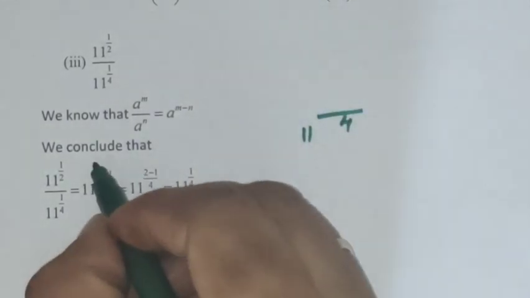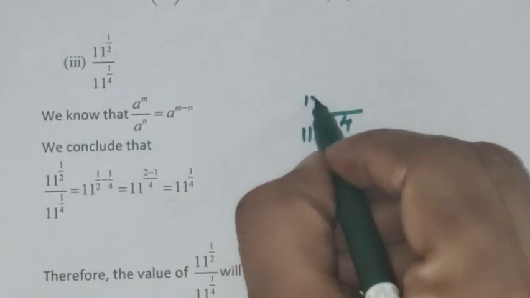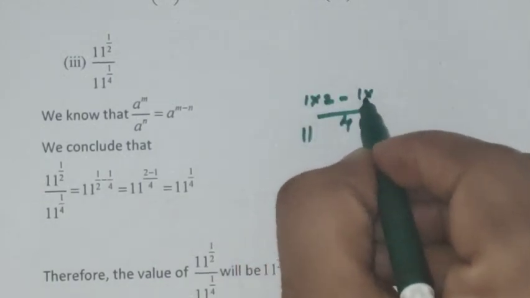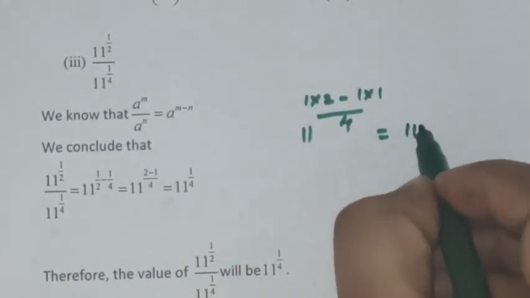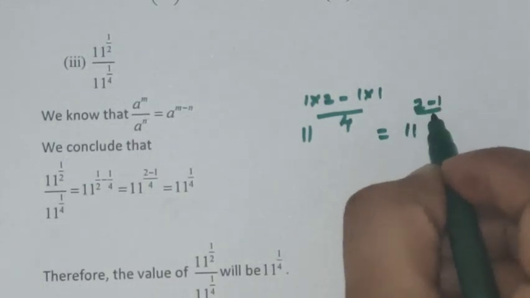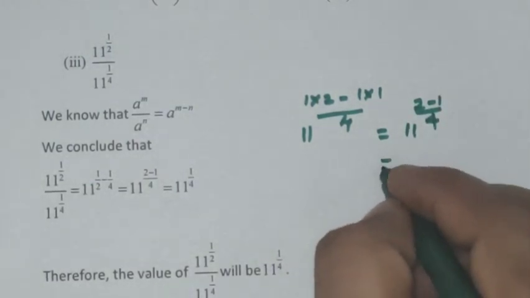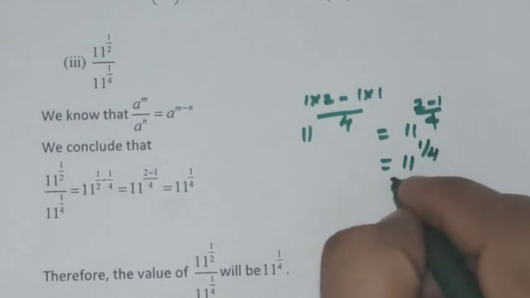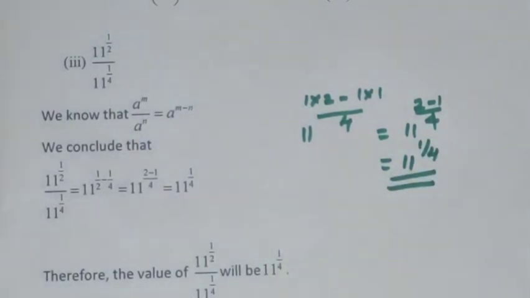So 1 by 2 means into 2 will come. So 1 into 2 minus 1 into 1, so 11 raised to 2 minus 1 by 4. That means 11 raised to 1 by 4. So what is the answer? 11 raised to 1 by 2 divided by 11 raised to 1 by 4 is equal to 11 raised to 1 by 4.